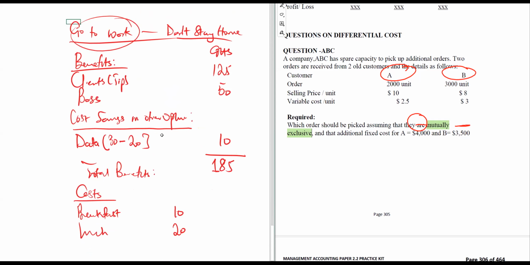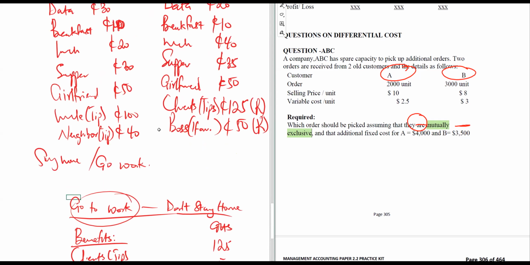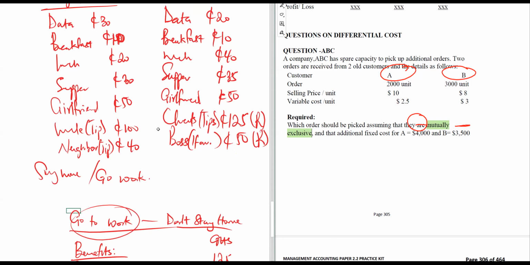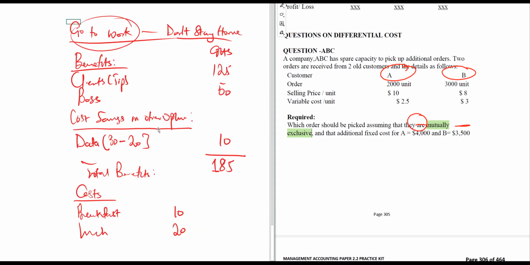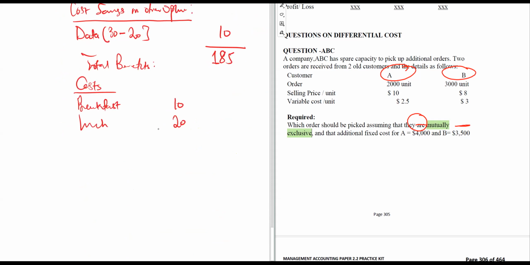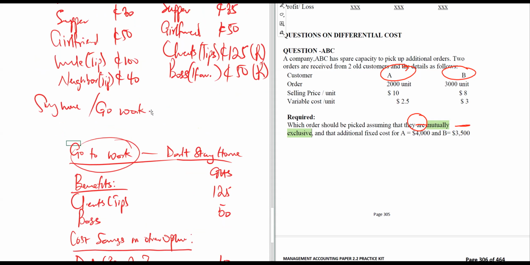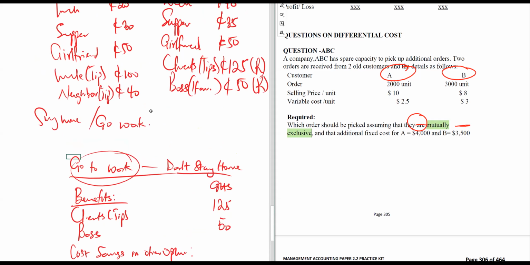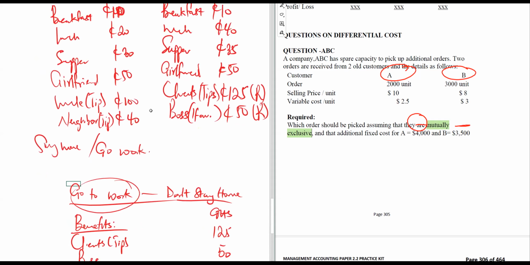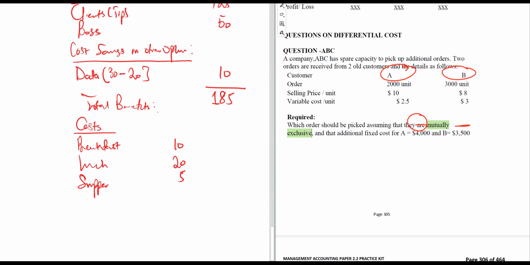Okay, then what else? And then we have supper, 5 cedis here, an incremental 5 cedis, right? We spend an extra 5 cedis. Then what else? That's all. I think that's the only cost, right? Okay. Yes.